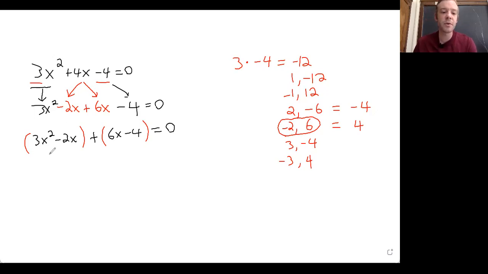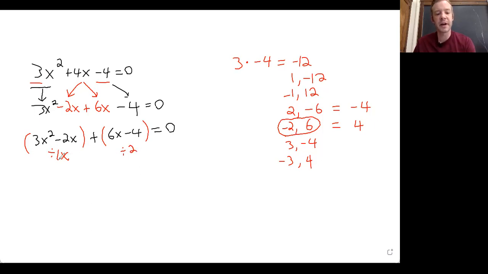Now, looking at each of these parentheses, we need to factor out our greatest common factor. So if I look at my first parentheses, I see 3 and 2 can only be divided by 1, but they do both have x's. So I want to divide both of these by 1x. My second parentheses, if I've got 6x and -4, I can divide both of these by 2, but I don't want to include an x because there's no x with the second term here. There's no x with the 4. So I'm just going to divide by 2.